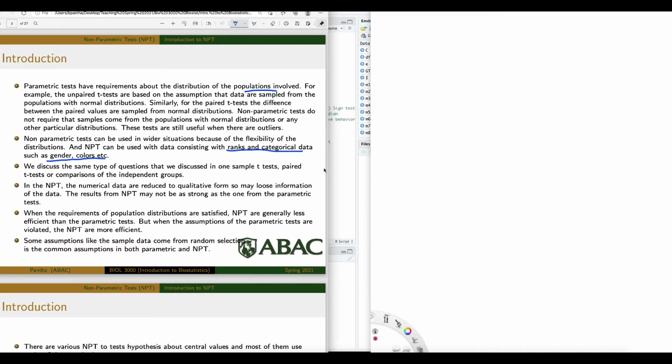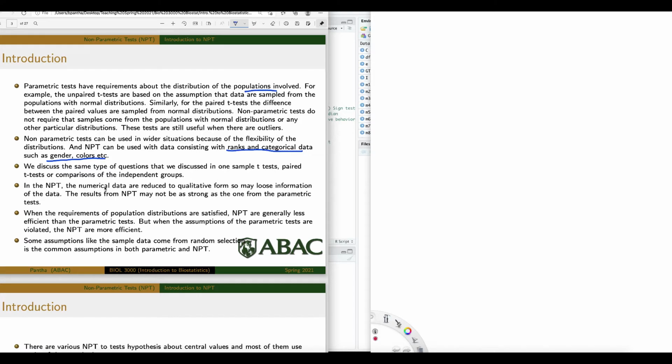So the distribution should be normal, but that assumption was used only for numerical data or quantitative data, right? But non-parametric tests can be used for categorical data too.